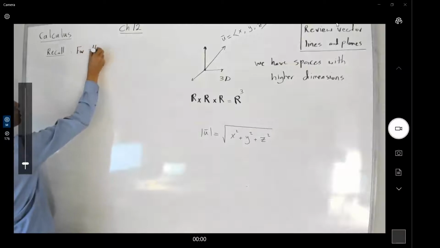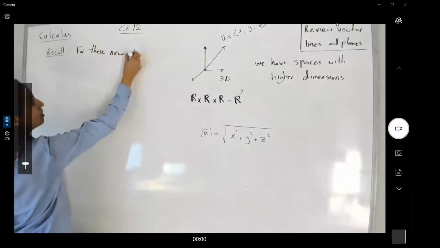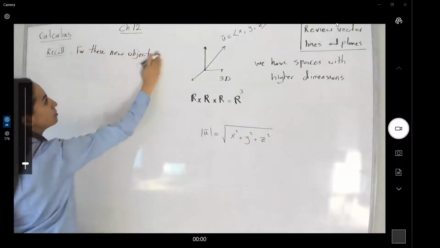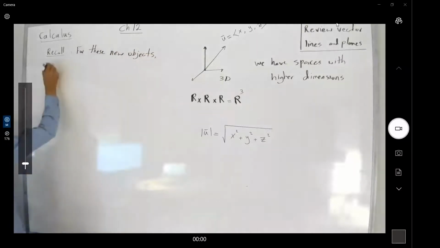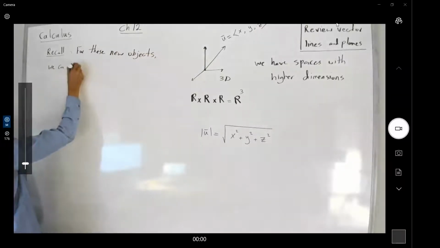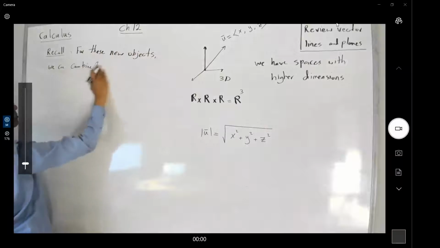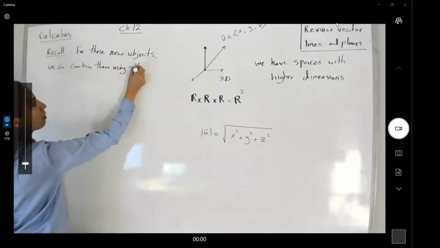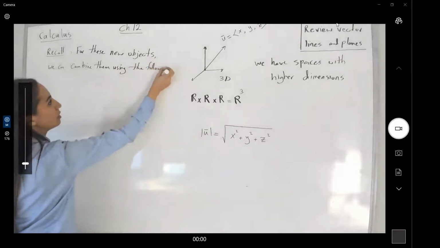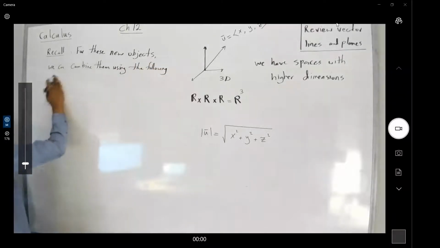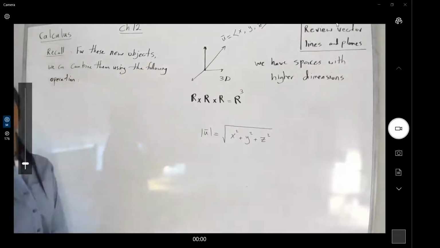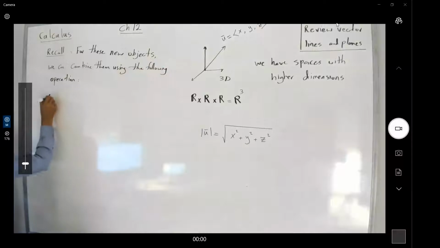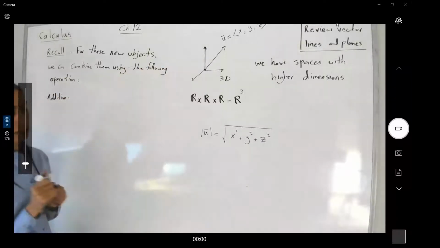For these new objects, these vectors, we can combine them using the following operations. Okay, what operations? The very first one is addition. How do we add two vectors?